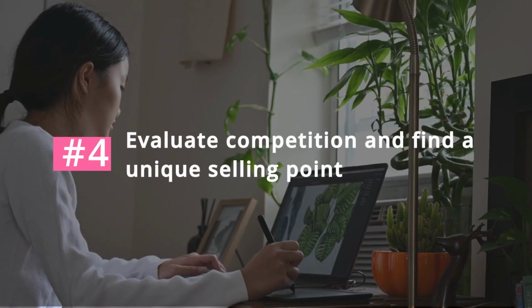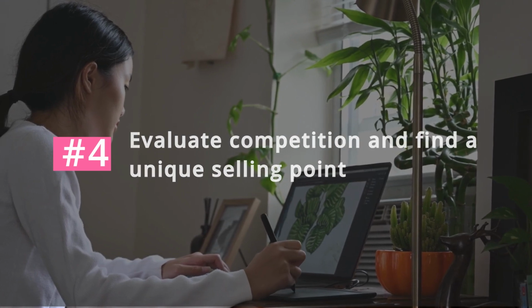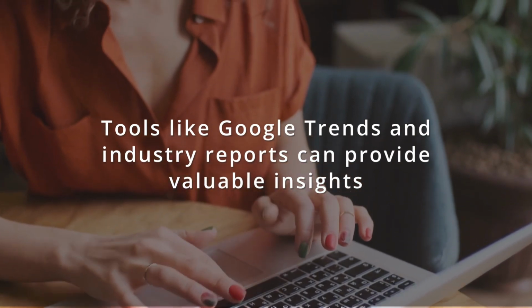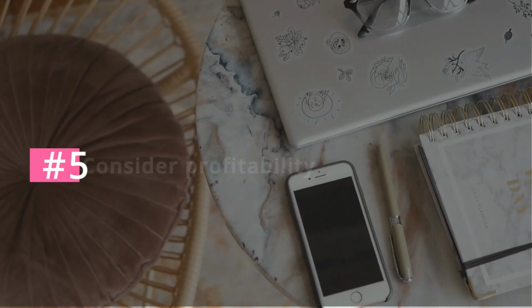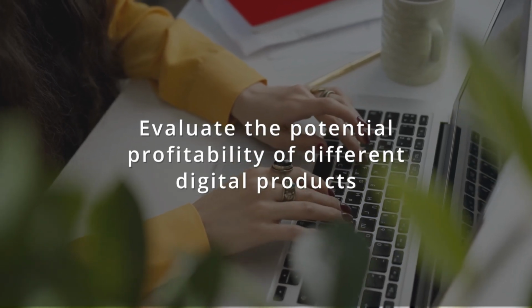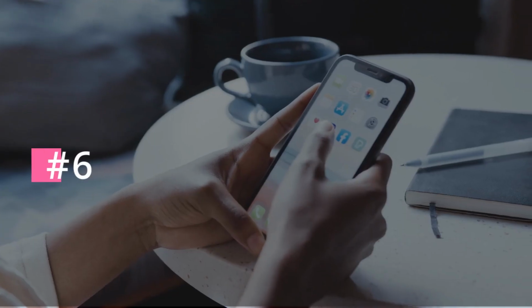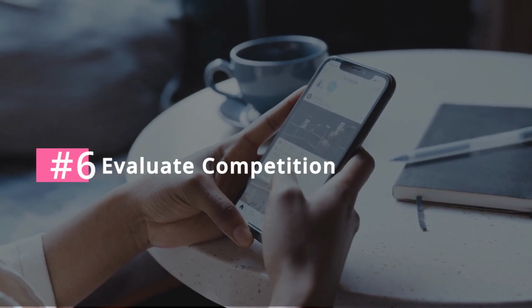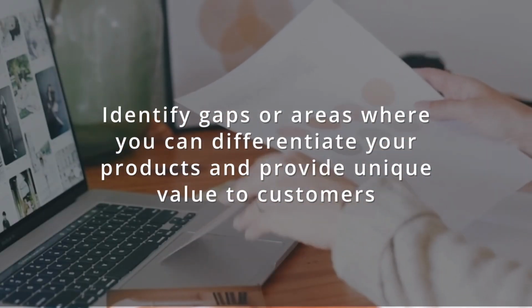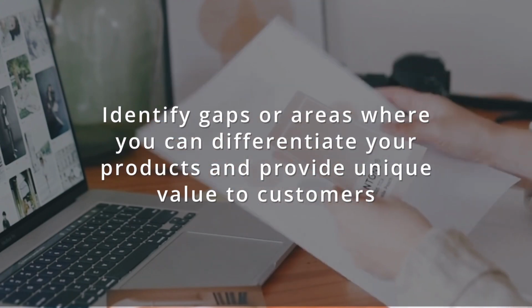4. Evaluate competition and find a unique selling point. Tools like Google Trends and industry reports can provide valuable insights. 5. Consider profitability. Evaluate the potential profitability of different digital products. 6. Evaluate competition. Identify gaps or areas where you can differentiate your products and provide unique value to customers.